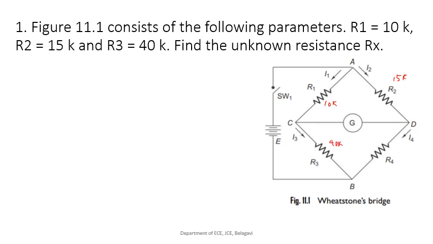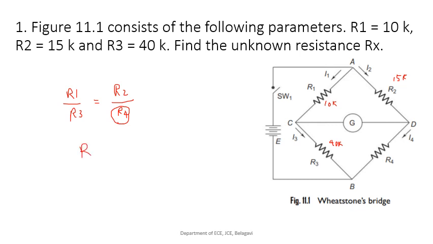Now what we have to assume is that the bridge is going to be balanced, and we have to use the balance equation. Normally it will be R1 divided by R3 equal to R2 divided by R4. This is the normal equation when your bridge is balanced; your resistances will have this relationship. Here in this case, R4 is the unknown resistance.